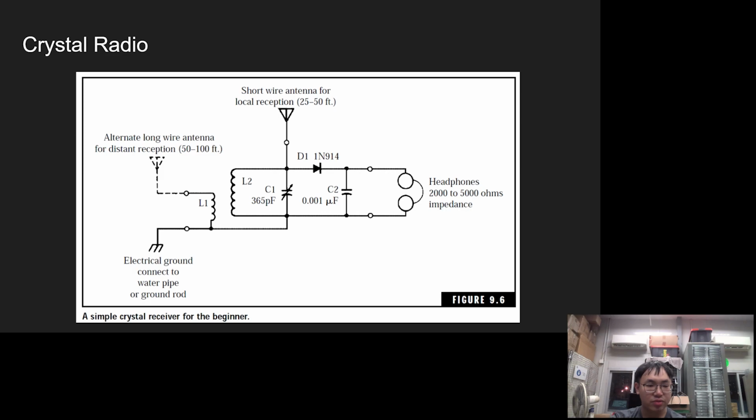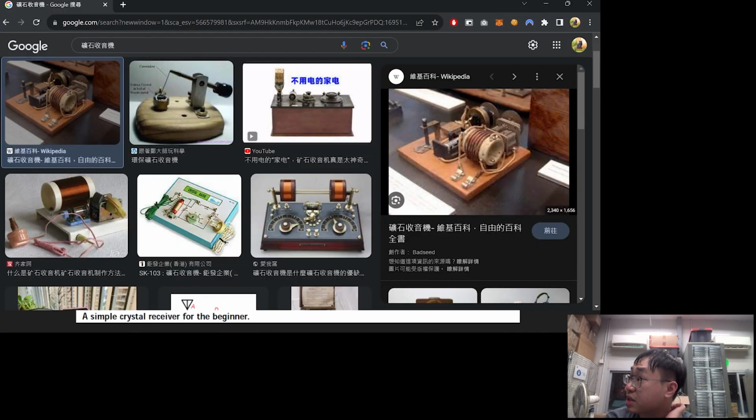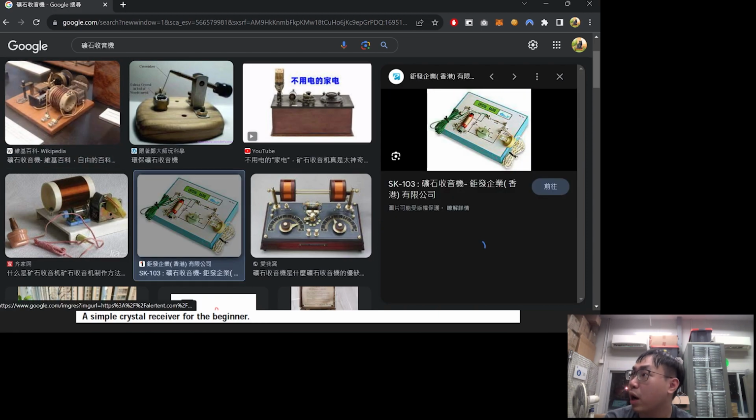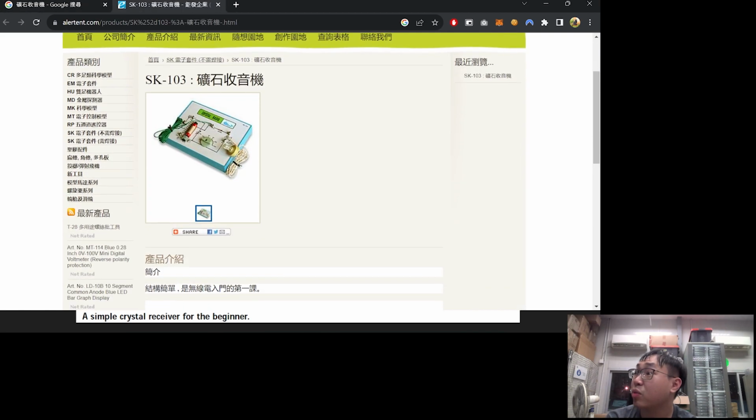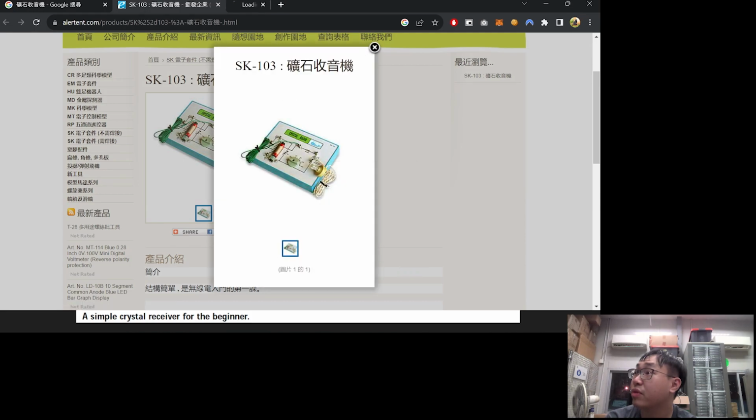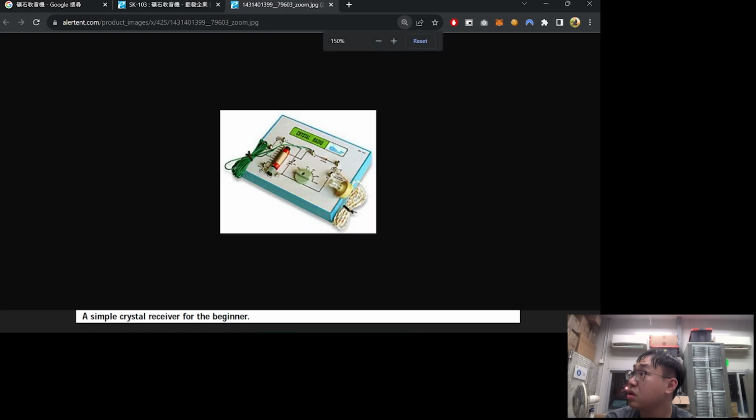Let me check if I can find a crystal radio on the web. I guess you can still buy it. Just a minute. It looks a bit like this. But I have a pack like this at home. Let me see if I can open it. I have a pack at home because Michael gave me earlier.